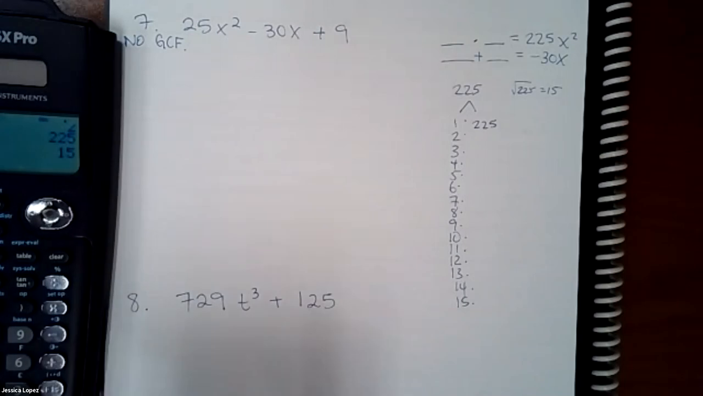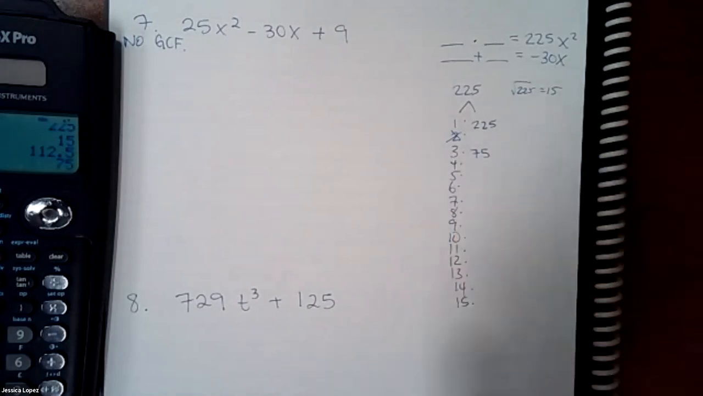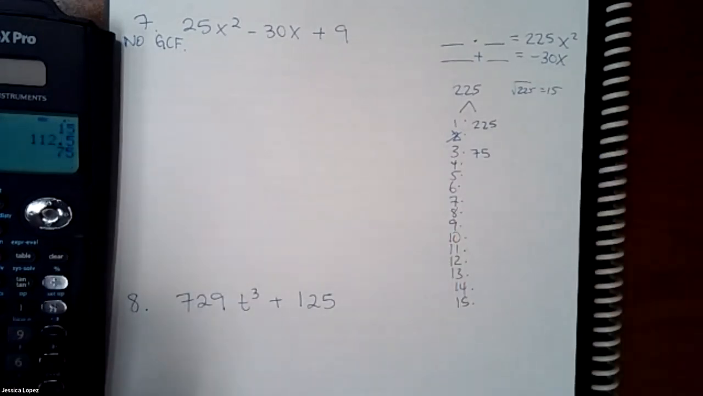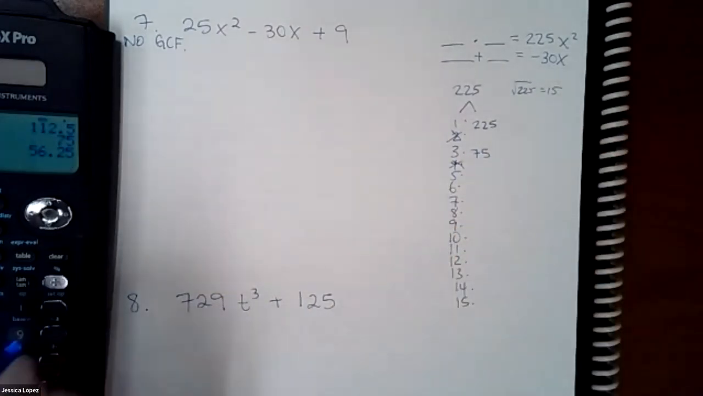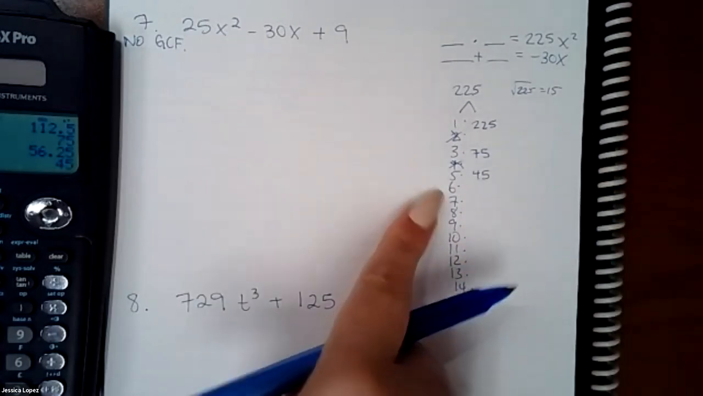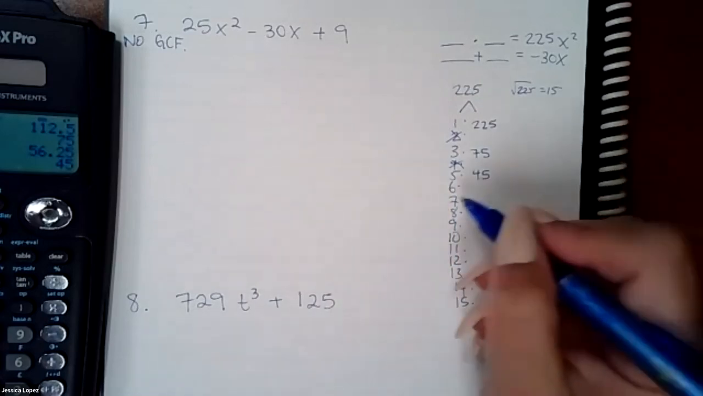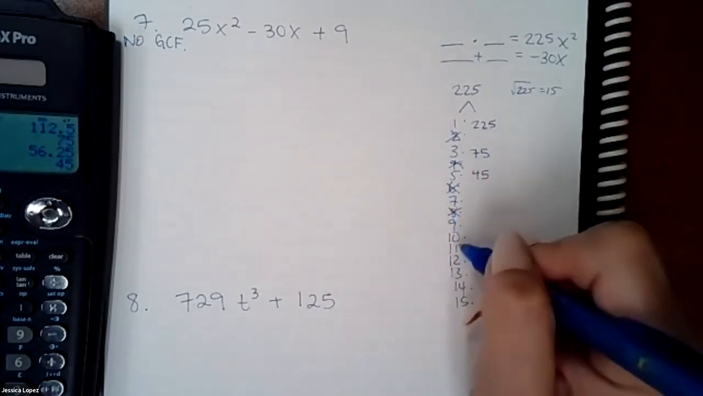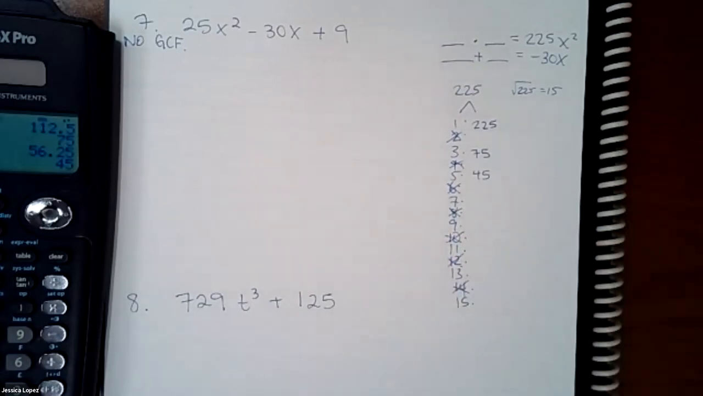225 divided by 2 is a decimal. 225 divided by 3 is 75. I did not know that was gonna go in. 225 divided by 4 is a decimal. 225 divided by 5 is 45. All the even numbers, this is not an even number. So all the even numbers are not going to go into it evenly. So I already know, I mean, I can sit there and try to do them in my calculator, but I already know none of the even numbers are going to work because this is not an even number, okay?